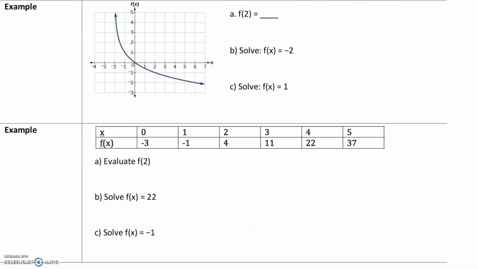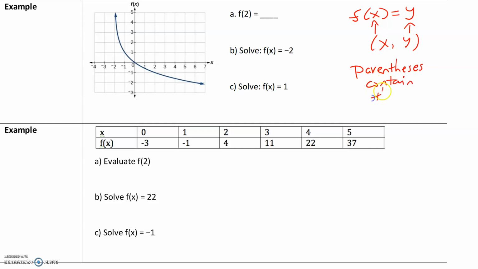Given a graph, let's find f of 2. So here's function notation. Function notation is f of x equals y. This is the input or the x value, and this is the output or the y value. The parentheses always contain your input. Okay, let me repeat that. The parentheses contain the input or the x value.